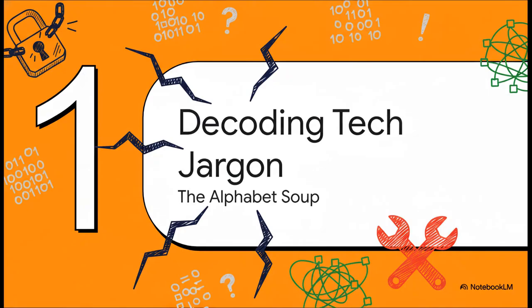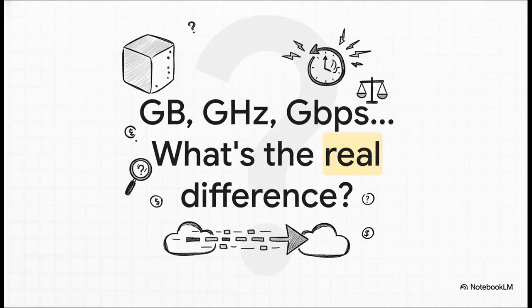All right, first things first, let's talk about this alphabet soup of tech terms and why it's so confusing to begin with. This is the big question, isn't it? These terms look almost identical, but they represent completely different things. I mean, one measures size, another measures thinking speed, and the third measures transfer speed. Getting them wrong can seriously mean overpaying for something you don't even need, or, maybe worse, being disappointed with a device that's just too slow for you.